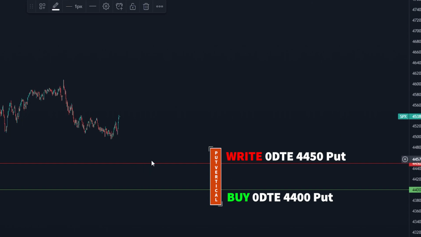Now, if the price stays above my current short put strike, I make 100% of my profit. As long as the price stays and closes or expires outside the money up here, I get 100% of my profit.